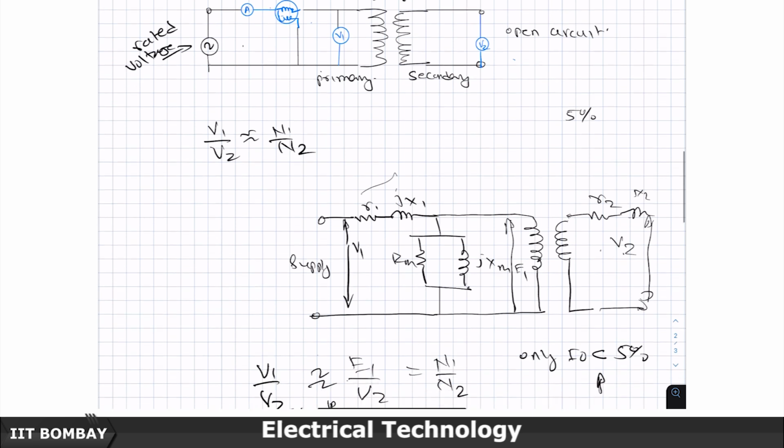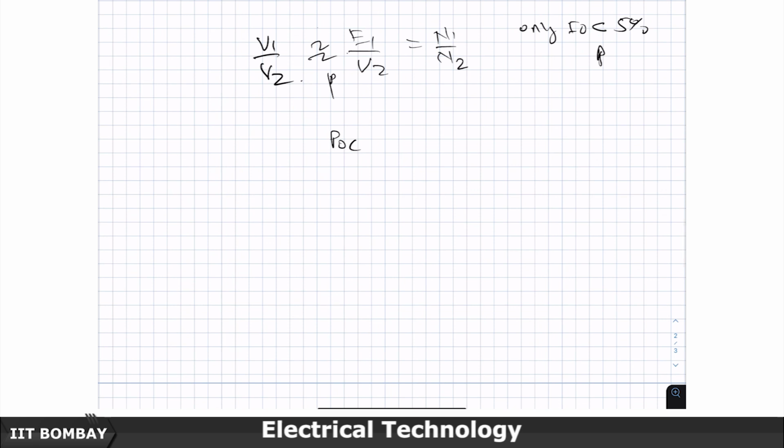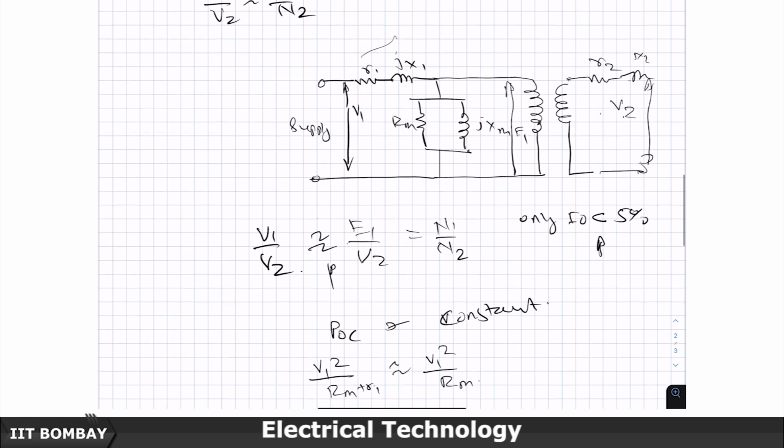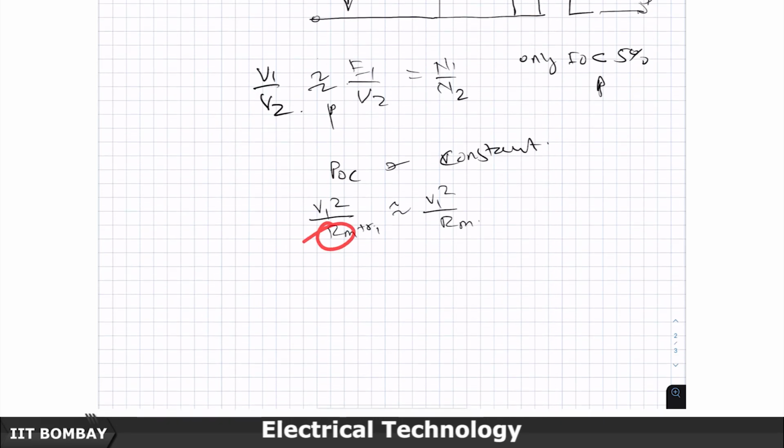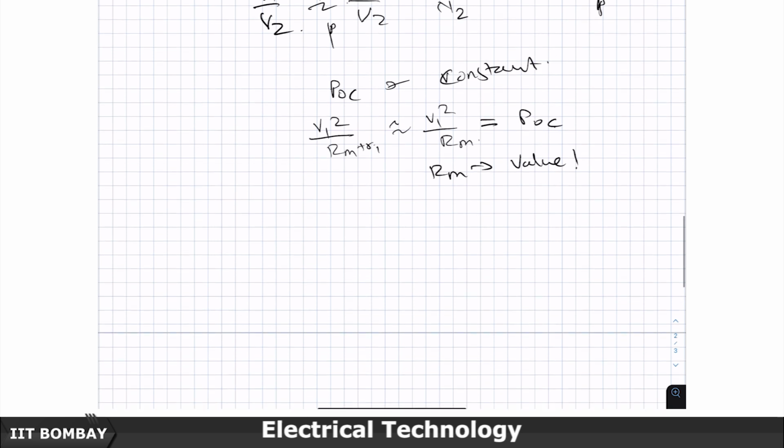discussed earlier. So, this POC is practically measured in watts, is practically constant, and you can also say that Vm square by Rm plus R1, which is approximately equal to V1 square by Rm only, is because this drop in this resistance is negligible in comparison to Rm. So, therefore, this V1 square by Rm is approximately equal to this POC, from which you can get the Rm value. So, you can calculate the Rm value from here.